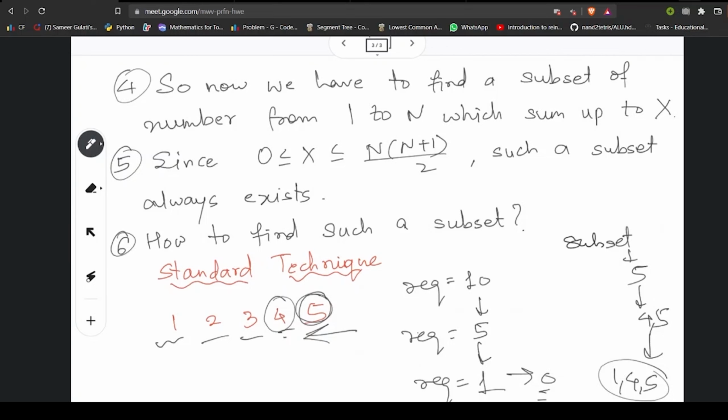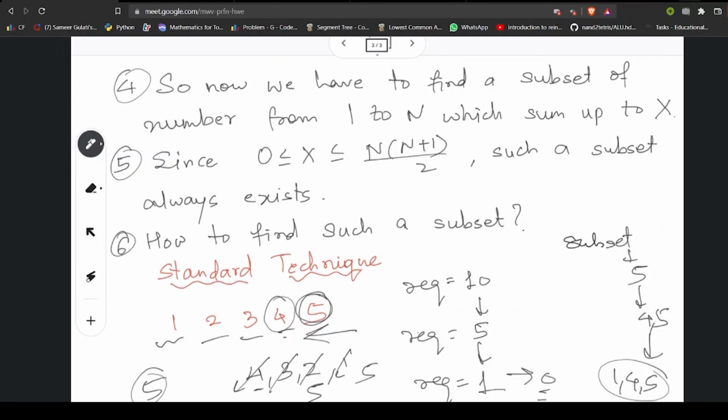Let's say that there existed a solution here which was 4, 3, 2, 1, but if 5 is lesser than 10, we can change some of these entries here. So for example, we can remove 4 and 1 just to get 5, or we can remove 3 and 2 just to get 5.